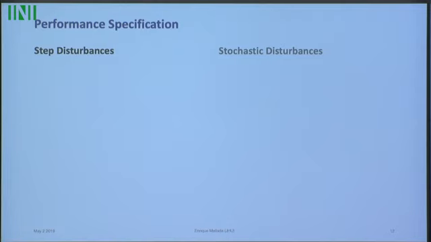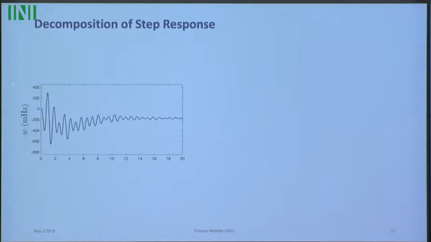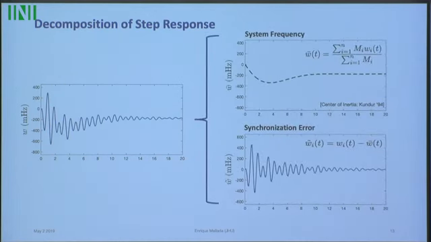For step disturbances, what I'm going to do is look at the frequency of a bus, and I'm going to separate it in two parts. I'm going to get the frequency of all the buses and do this weighted averaging, and this is not new. It's called the center of inertia and is very well known. I'm going to use this as what I'm going to call the system frequency, and I'm going to decouple that component from the rest. So there's going to be a synchronization error, that is essentially the frequency of a bus minus the system frequency, this weighted average of the frequencies.